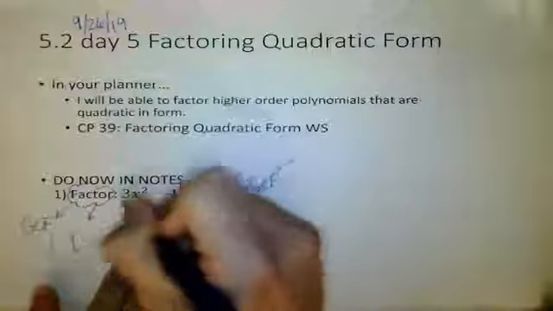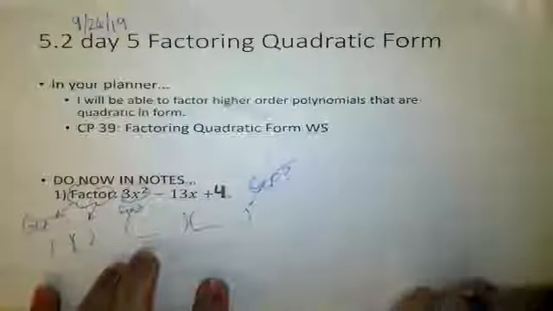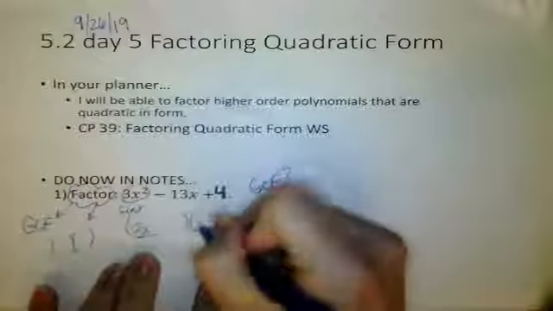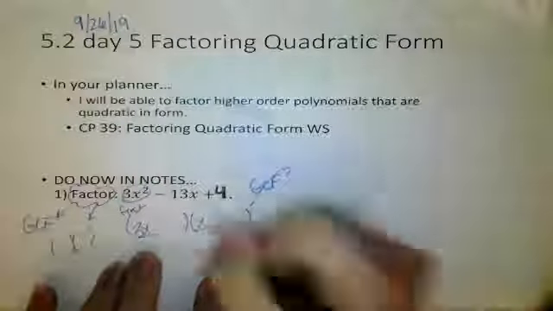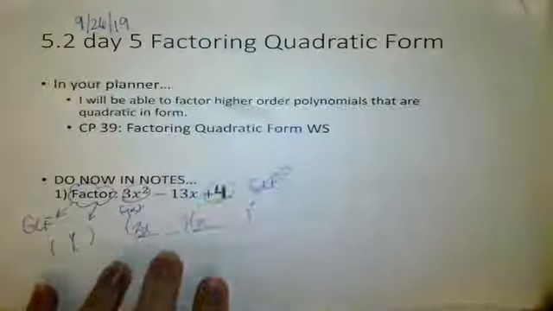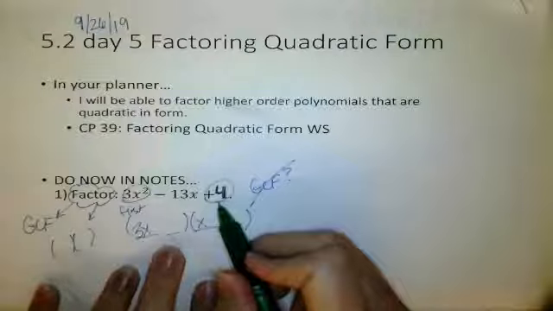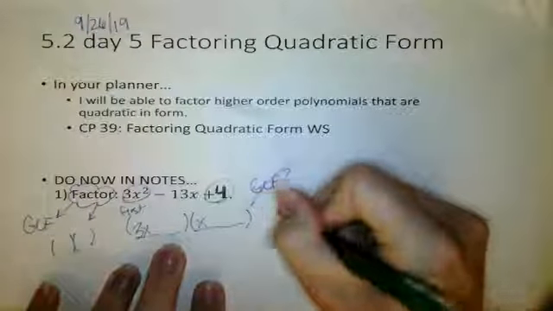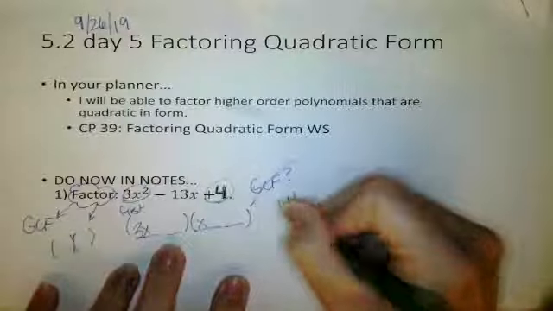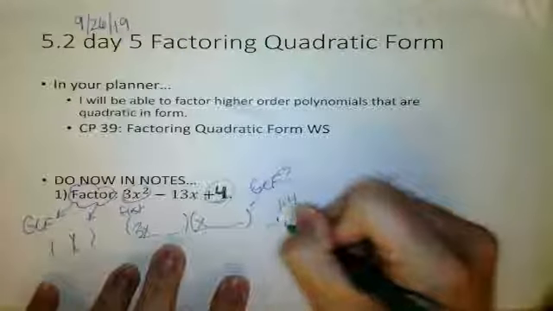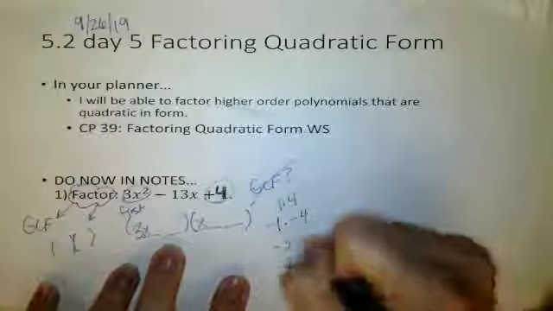First times first has to be the first term. What times what gives you 3x squared? 3x times 1x. Very good. And then last times last has to give you the last term. What times what gives you positive 4? 1 times 4, negative 1 times negative 4, negative 2 times negative 2, positive 2 times positive 2.